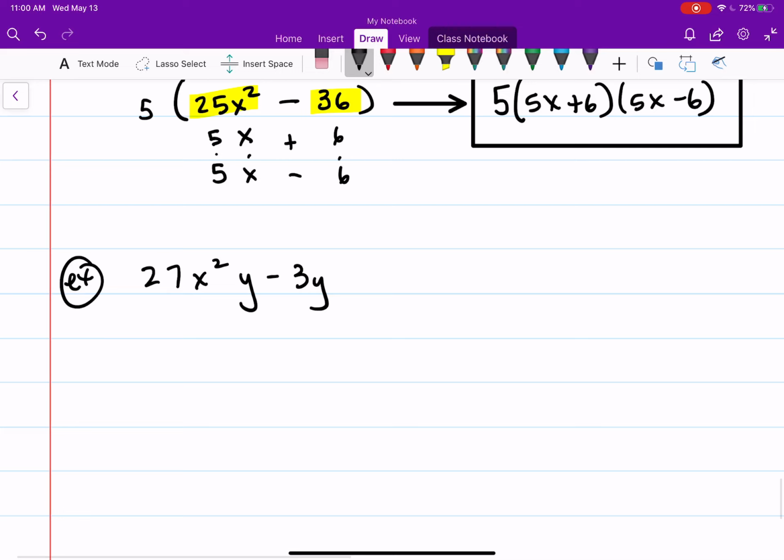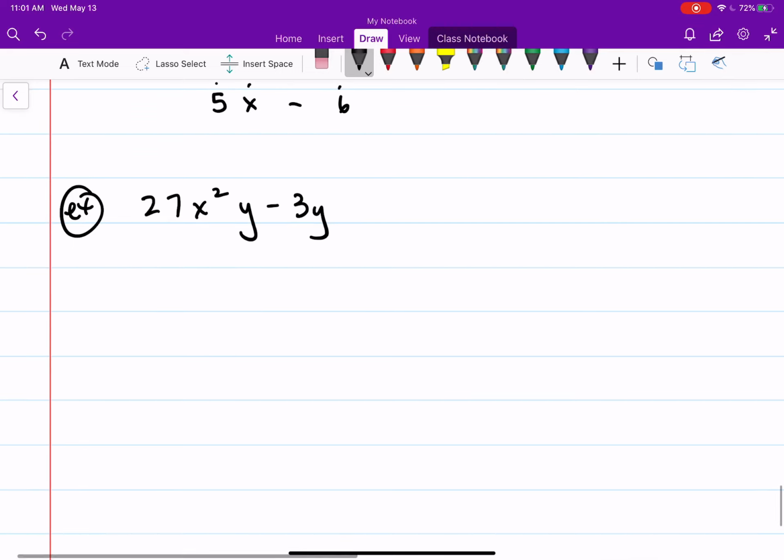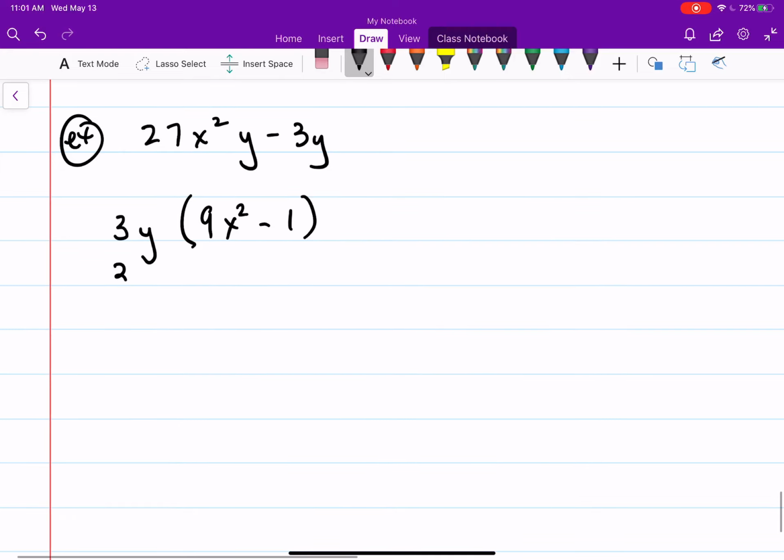So GCF, what goes into 3 and 27? Correct, 3 does. And they both have a y, but they don't both have an x. So I have a GCF of 3y, but not the x. Okay? So what do I have left? 3 times what gives me 27? 9. x squared minus 1. Okay? So now I have the 3y.